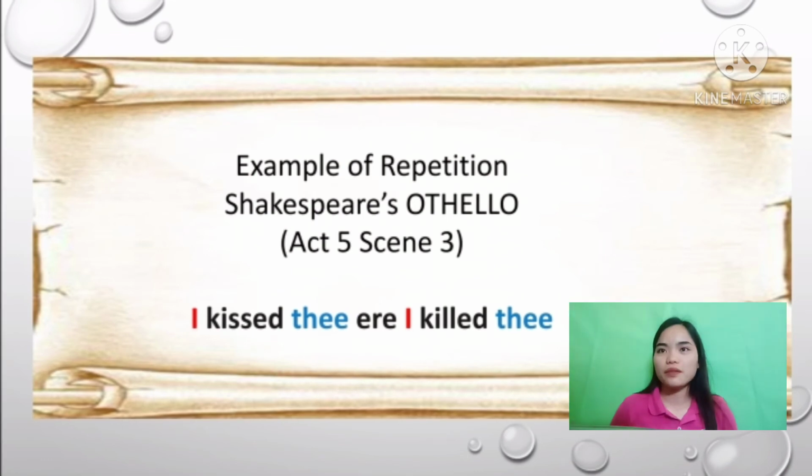Another example of repetition is from Shakespeare's Othello, Act 5, Scene 3: "I kissed thee ere I killed thee." Obviously, Othello kissed Desdemona before he killed her.